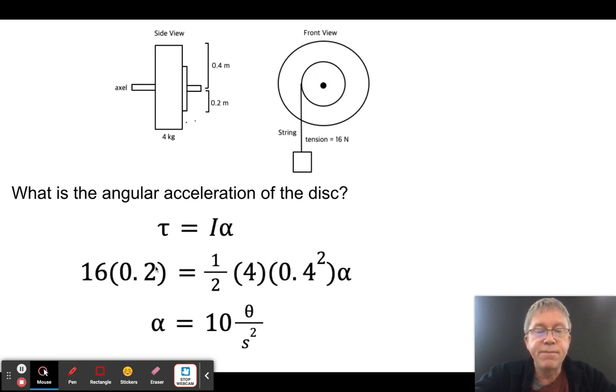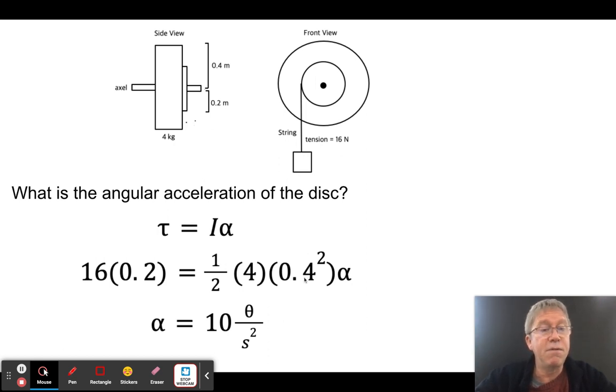That's the torque. Now, this is a solid disk, so I look at my sheet. Yeah, a solid disk is 1/2 mr squared. So I have 1/2, the mass, 4 kilograms, the radius of the disk, 0.4 meters squared, and I'm solving for alpha. When I solve this for alpha, I get 10 radians per second squared. It's just Newton's second law, except I'm doing it with something that's going this way instead of something that's going that way.